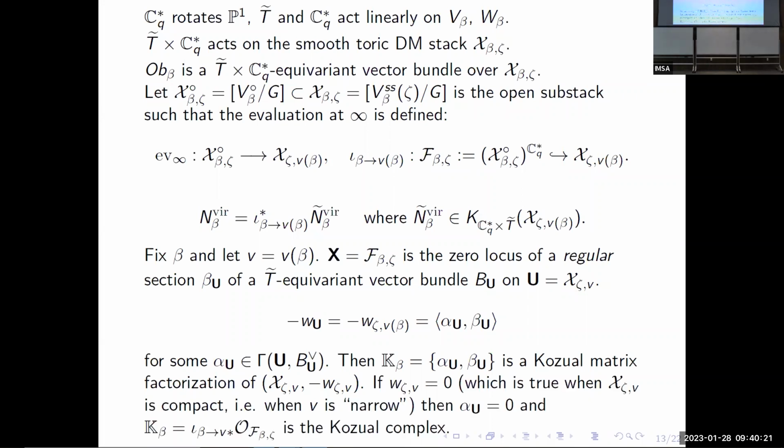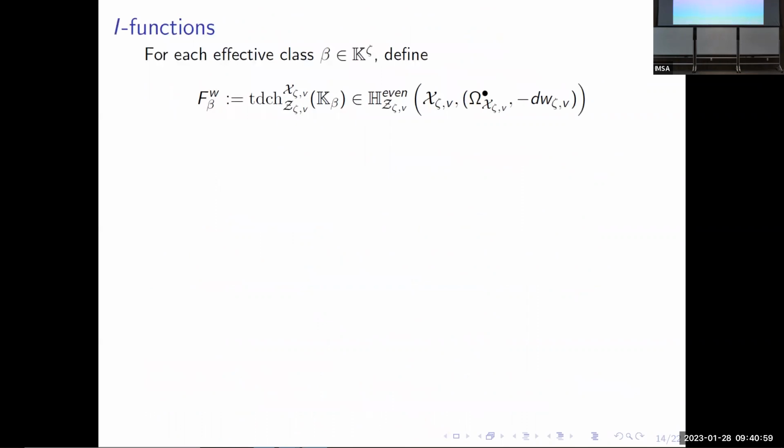And so, what is before, there's some definition in the narrow sector. So V is a narrow sector if the superpotential restricted to it, if chi CV is compact, and in that case, the superpotential restricts to 0, and then alpha will be 0, and this is just the Koszul complex. So we apply this to the Koszul factorization, and we get this thing which is in the right space.